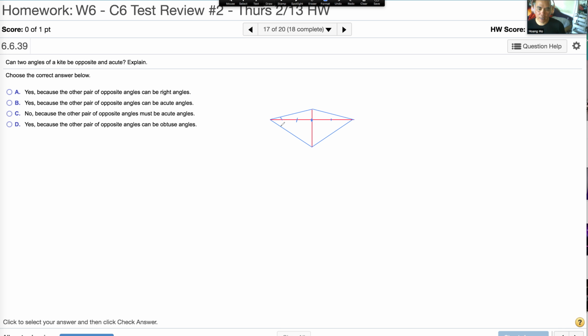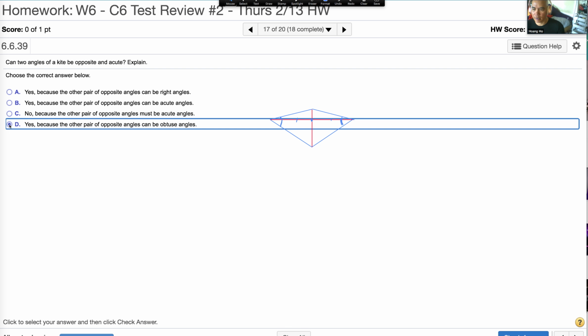So you see that the two opposite angles right here are less than 90 degrees. They're opposite and they are acute. So the answer is yes. So let's choose the answer over here. Yes, because the other pair of opposite angles can be right angles. No, because the other pair can be obtuse. So the answer is D.